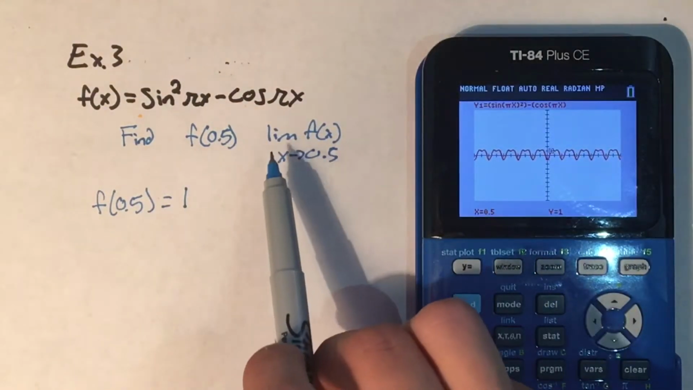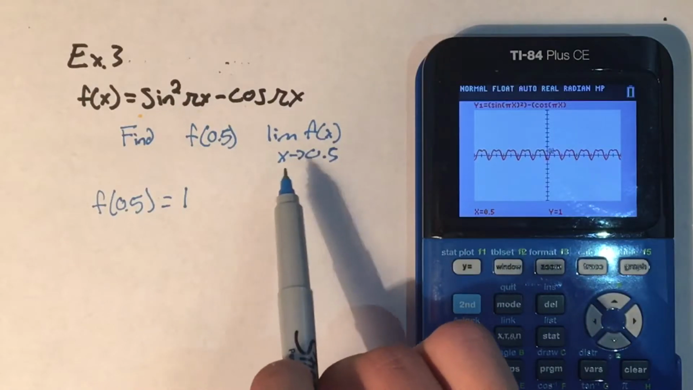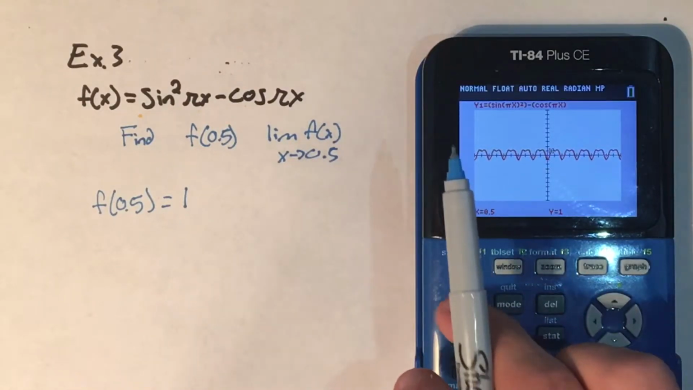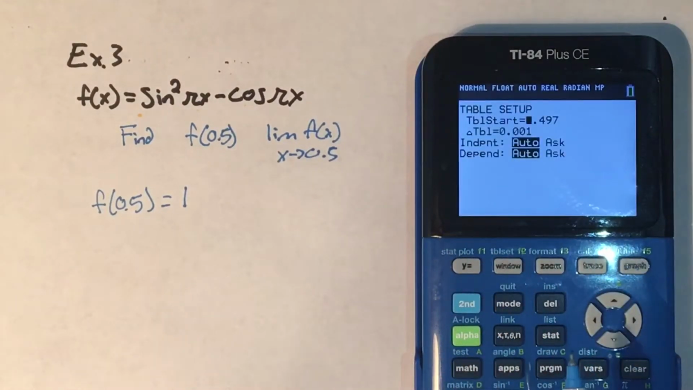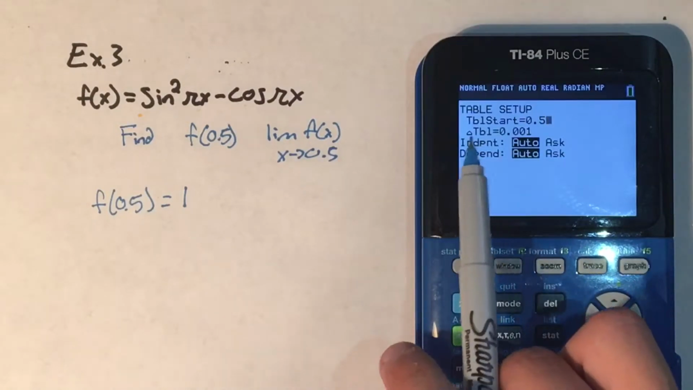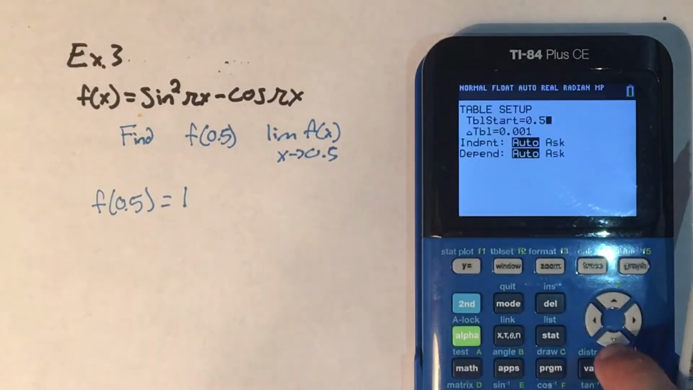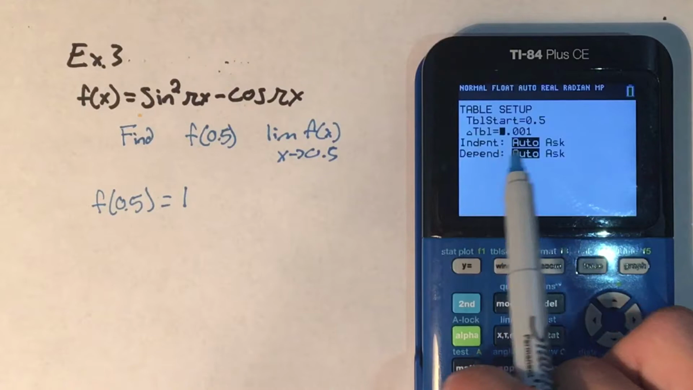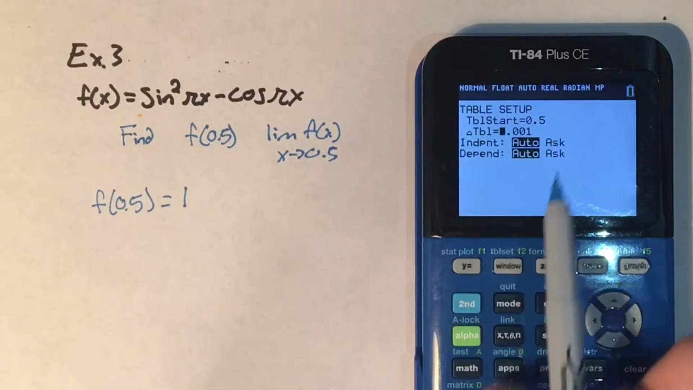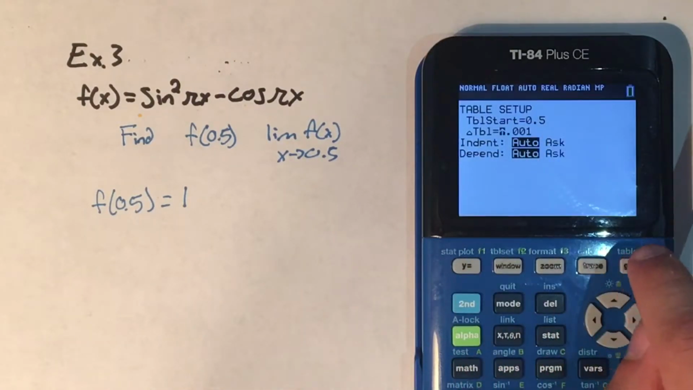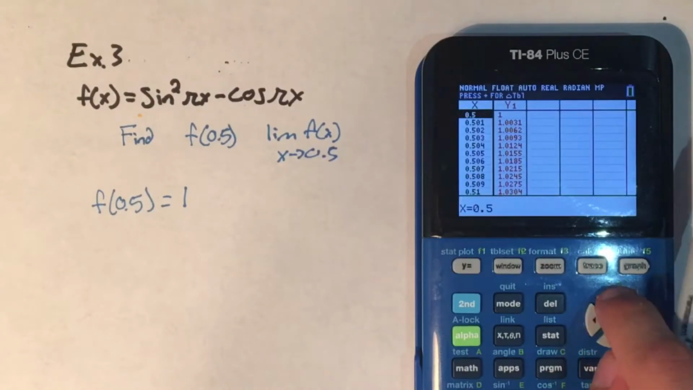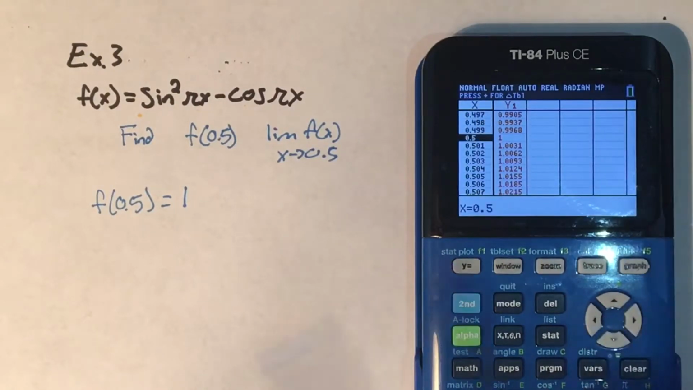Now, to find the limit of f of x as x approaches 1/2, you want to go to second window, type in 0.5 for table start, and have your table step be a small number such as 0.001. From here, go second graph or table, move up a few spaces and go back down.